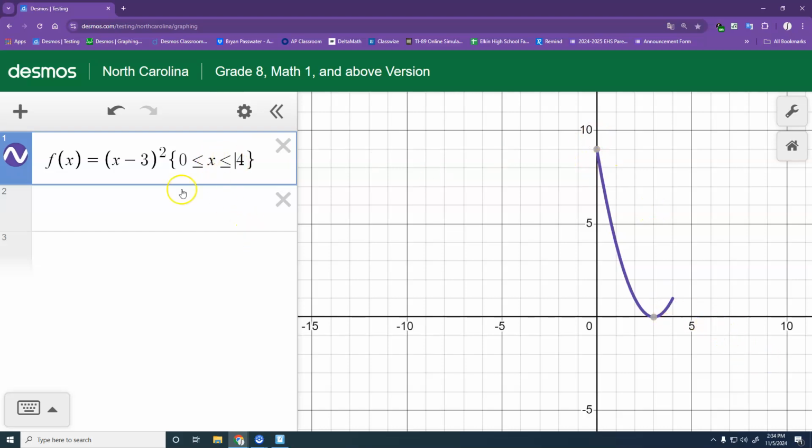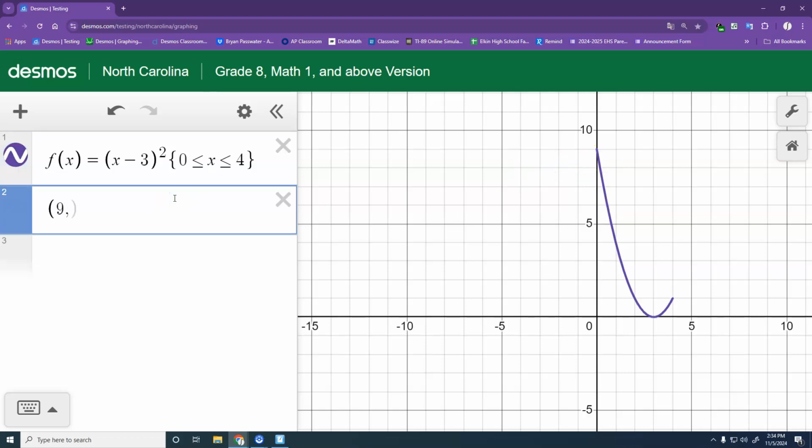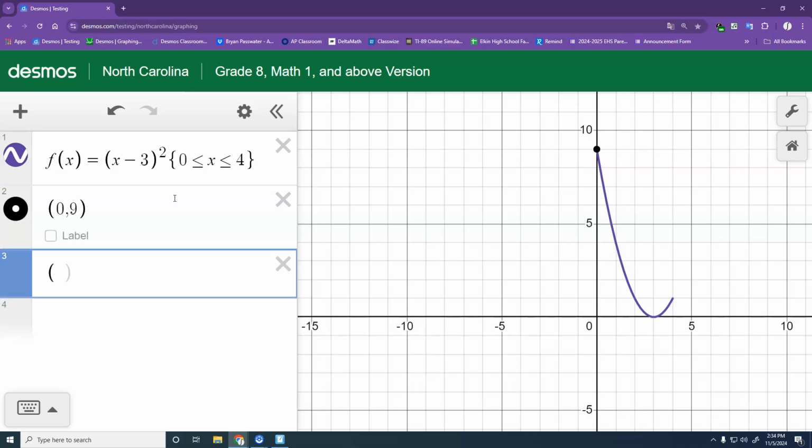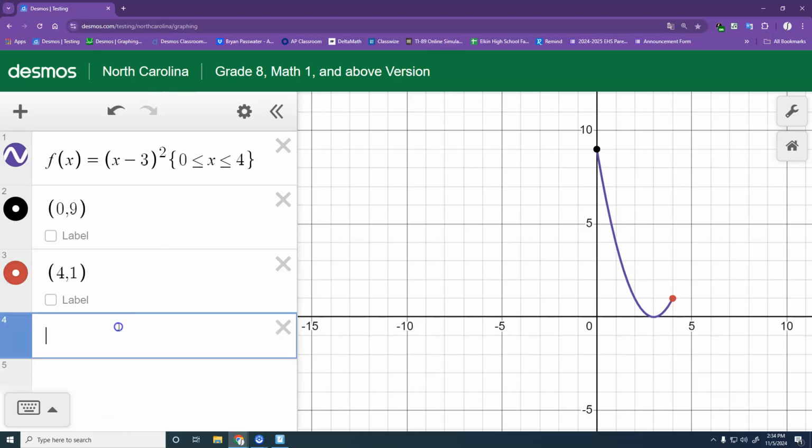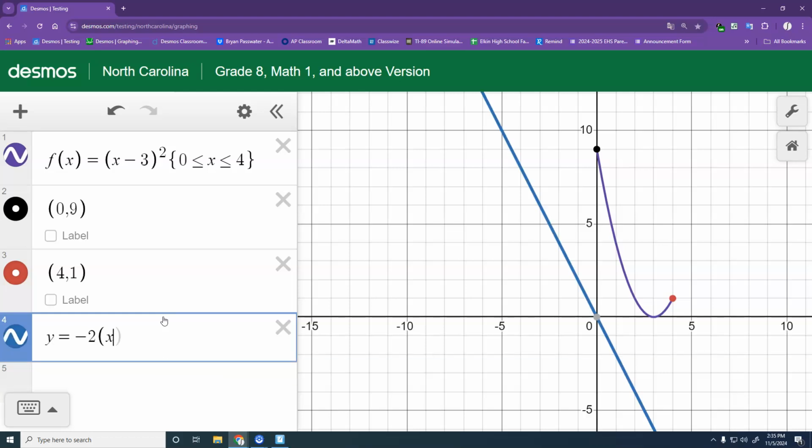All right. So what we're looking at is we've got the point (0, 9), and we've got the point (4, 1), our endpoints, right? So what it's telling us here is the slope between the endpoints, which would be negative 2. So we would have y equals negative 2 times (x minus 4) plus 1.